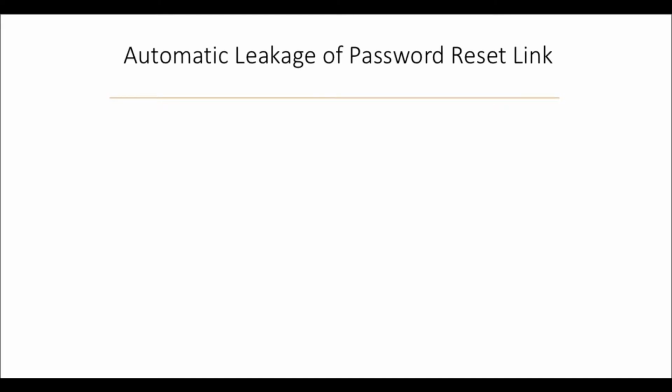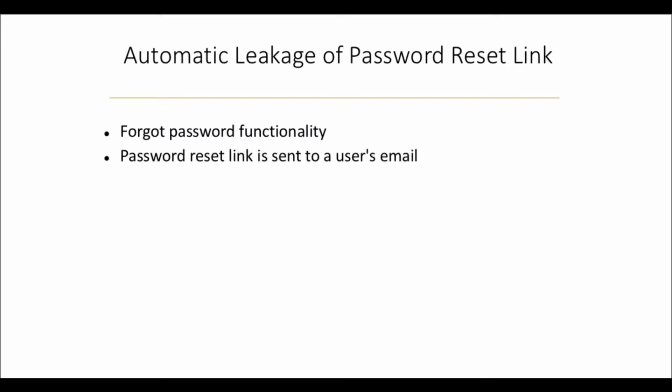Okay, welcome back. Let me discuss the first bug from the list: automatic leakage of the password reset link. I'm going to focus on forgot password functionality, which is related to password reset links. When you have forgotten your password, you can use forgot password functionality, and then the so-called password reset link is sent to your email. This is how it works.